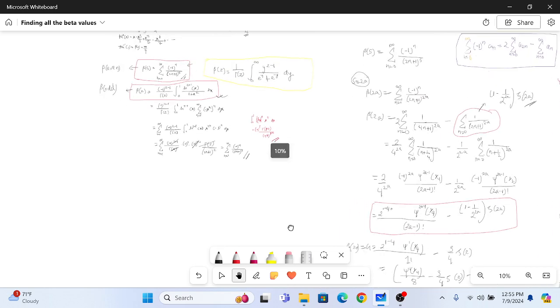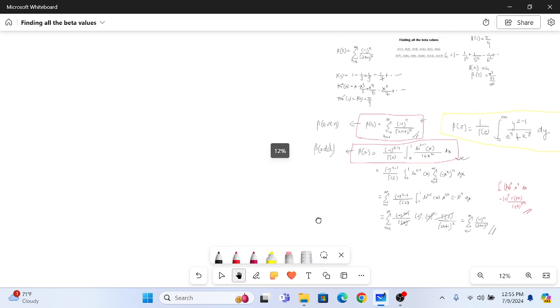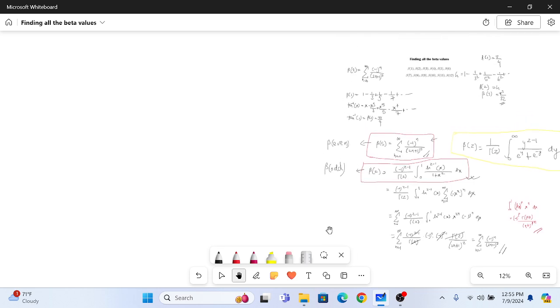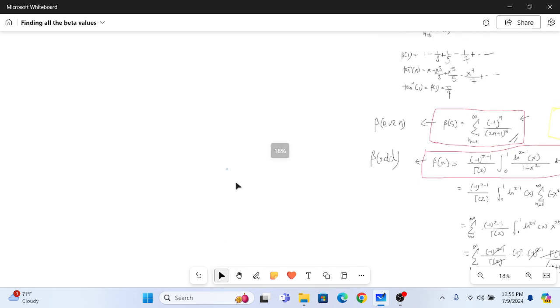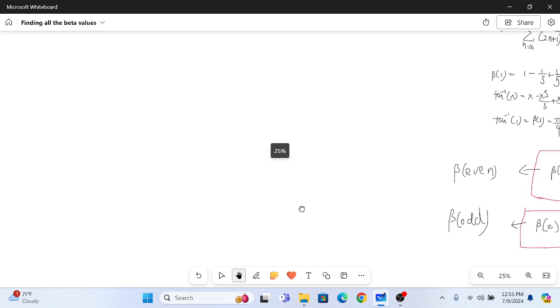Now for the odd, we will use the integral representation to get a nice formula, and that actually gives us some satisfying answers, not like the one that we had just now. Okay, now for the next one, again be ready for the next attempt. Yeah, for the odd. Don't lose the focus.